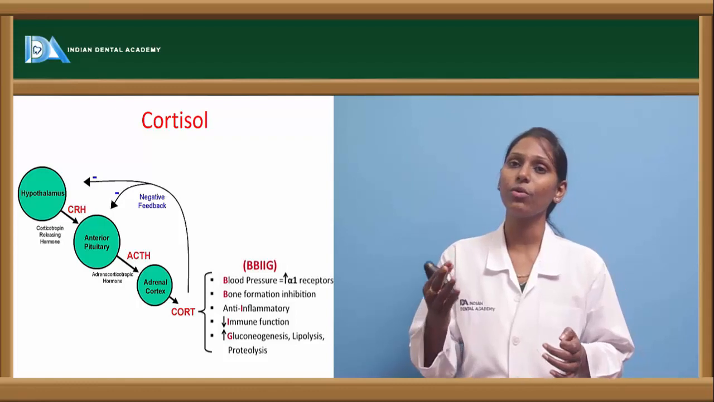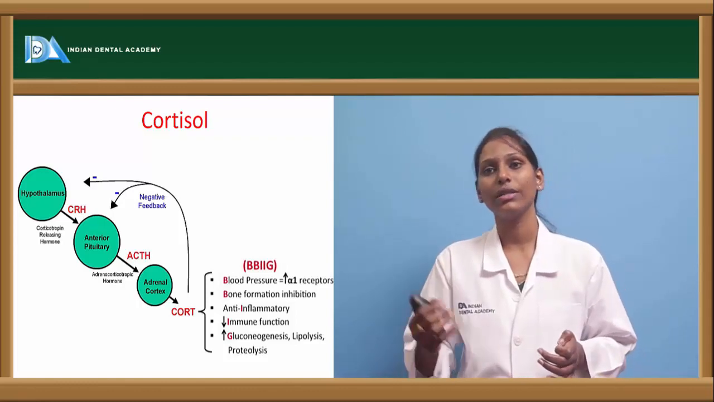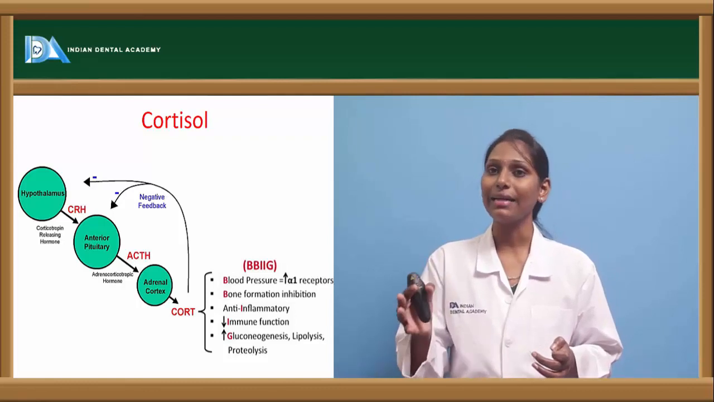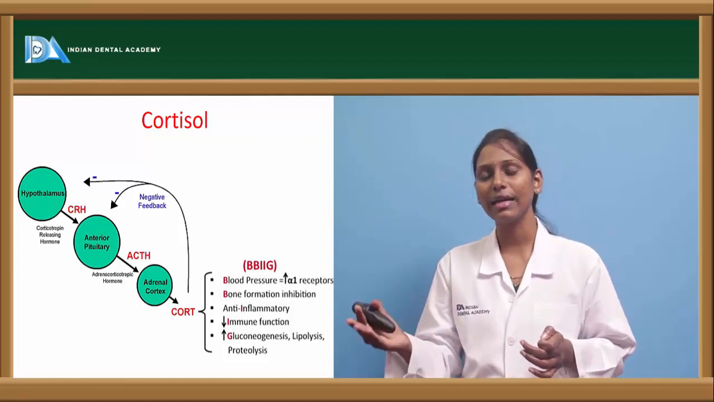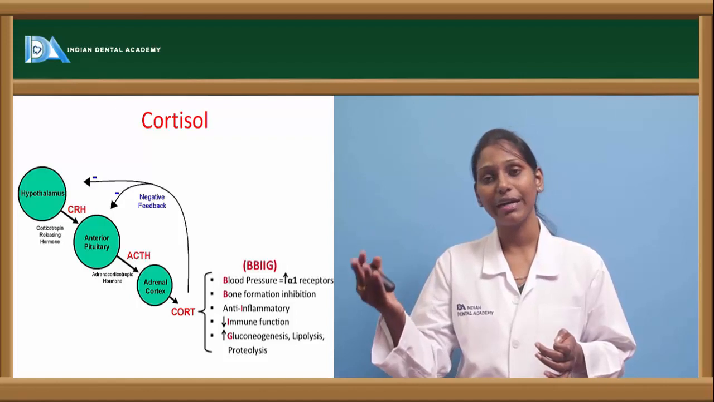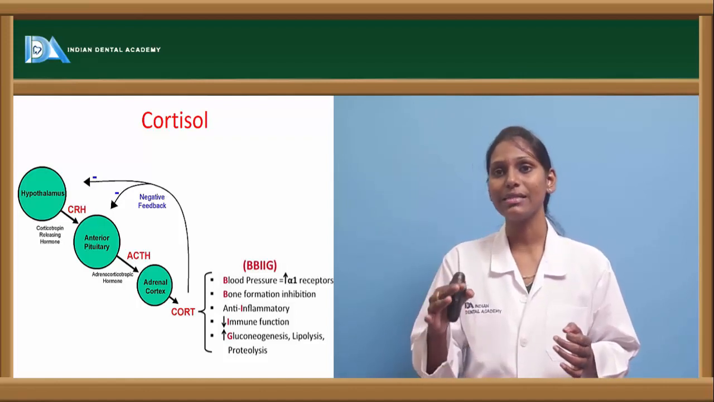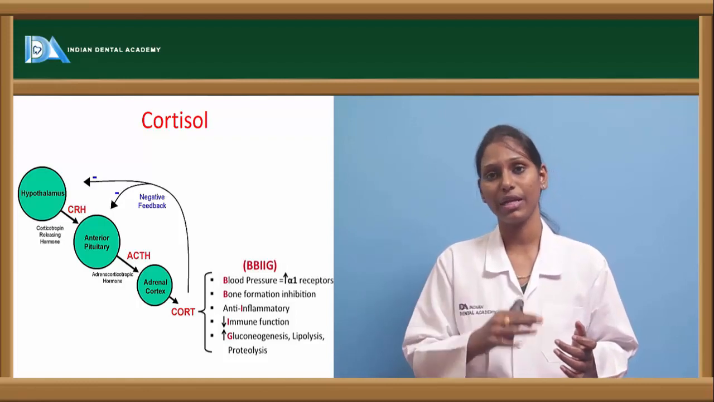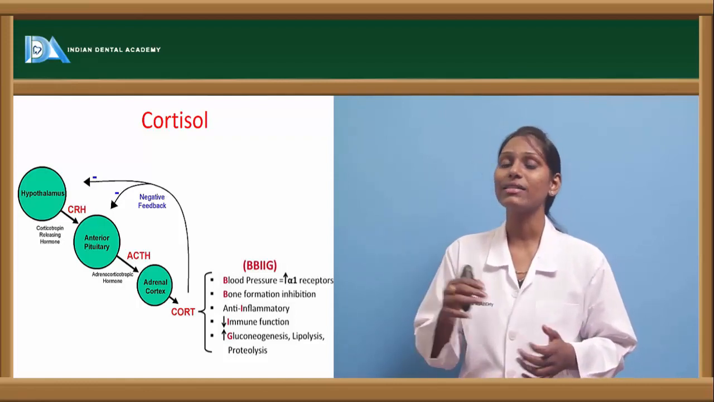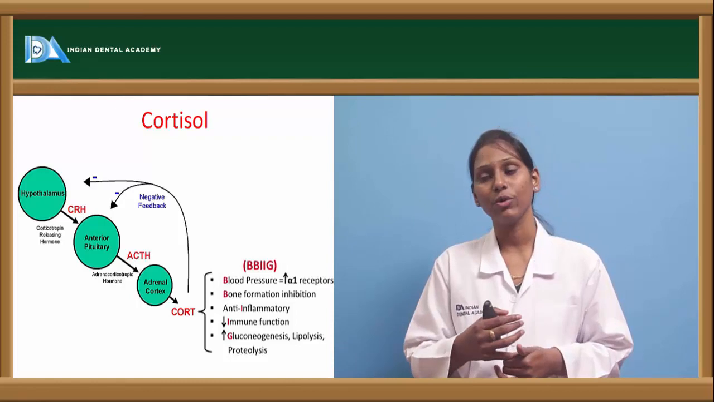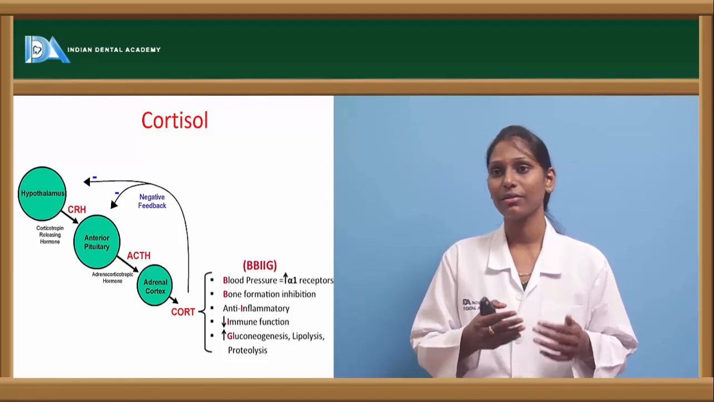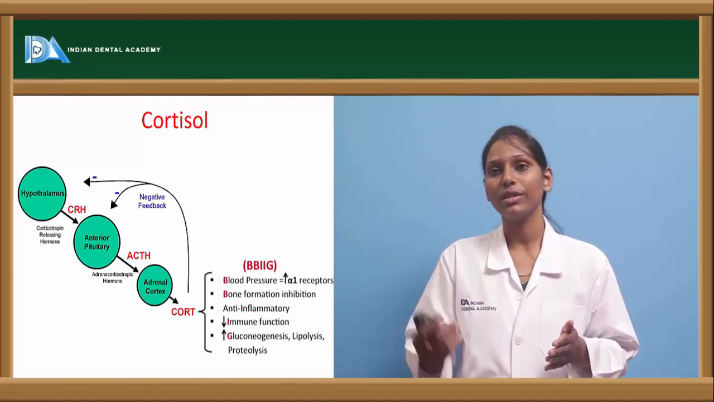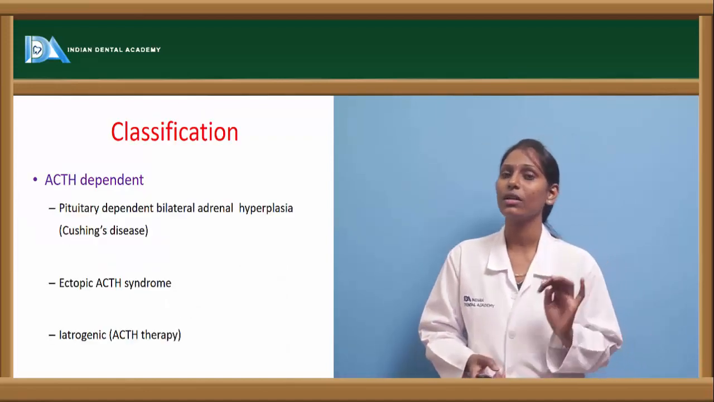It has an effect on bone formation and also on bone regulation mechanisms. It has an anti-inflammatory effect. It has an effect on immune function, where it decreases the immunity. Hence, with excessive cortisol secretion, there can be immunosuppression along with increased gluconeogenesis, lipolysis and proteolysis. Thus, cortisol has an effect on carbohydrates, proteins, and also on fat. So this is how cortisol actually acts.